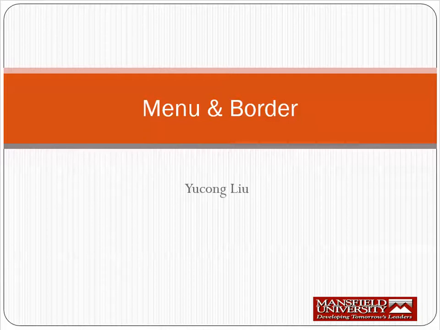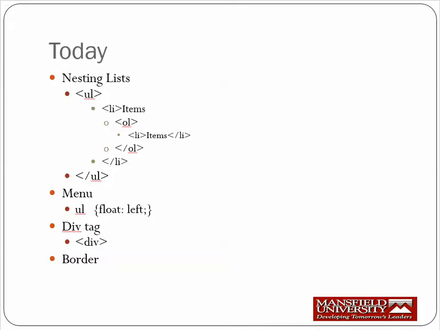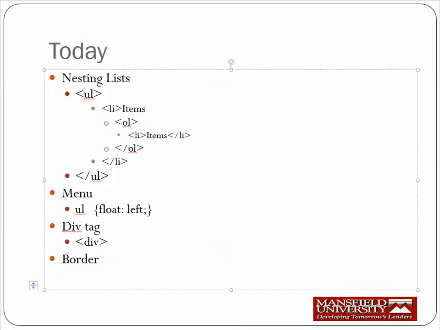In this video, we'll talk about the menu and border. Last class, we talked about the horizontal line. We can put some background image. We talked about the unordered list and the ordered list. Today, first we'll talk about listing list. Like in this example, we have an unordered list, and in the middle, we also have an ordered list. We also talk about the menu division and border.